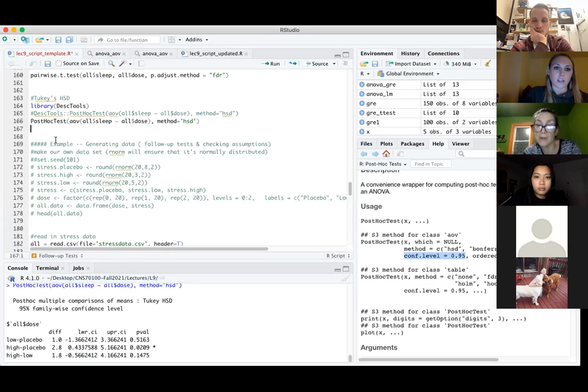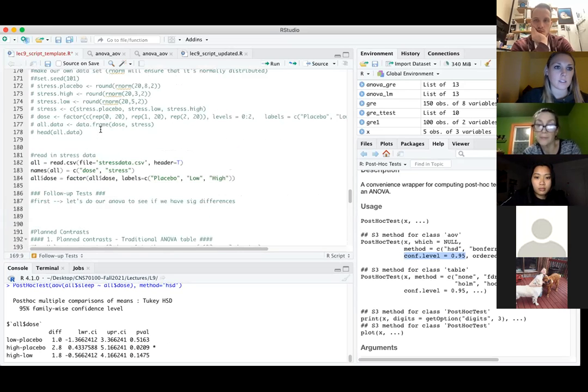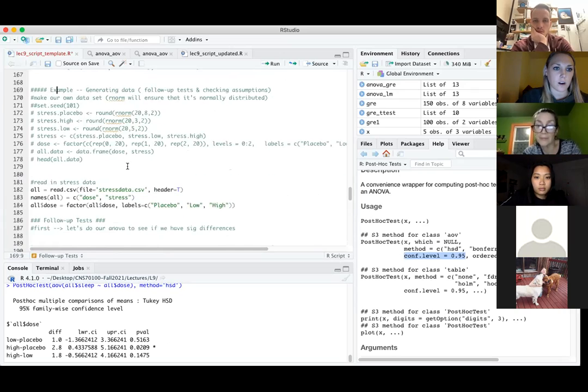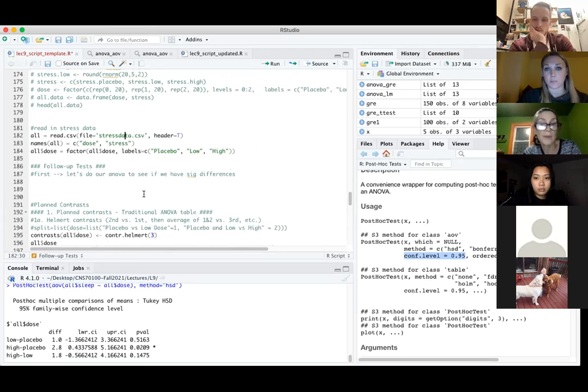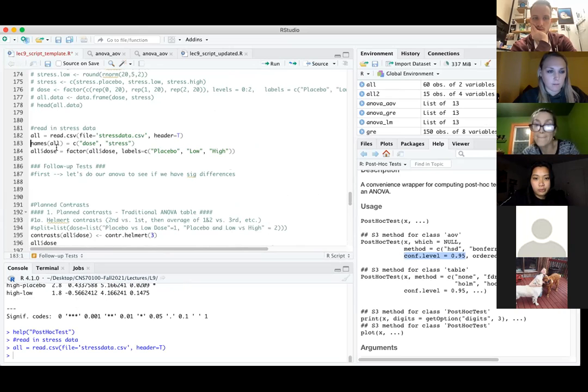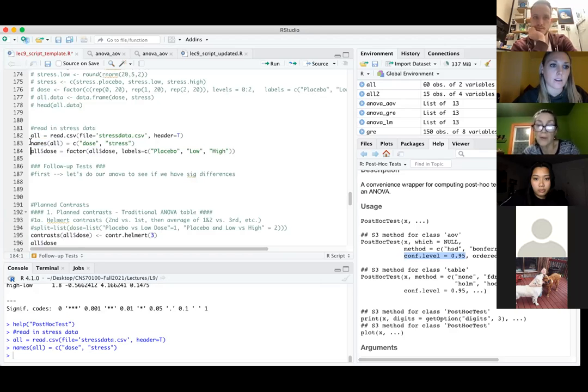All right, so let's go down to our stress data set. So if we want to load that in, and then we'll do some of these other follow-up tests as well as the planned contrast in the last 30 minutes that I have here. So I'm going to rename this all, which is bad programming. Don't generally do this because I already had a variable name all. So this is how mistakes happen, but here we are.